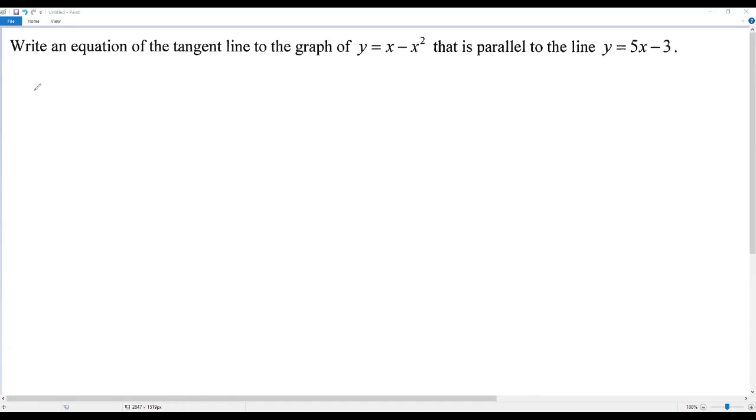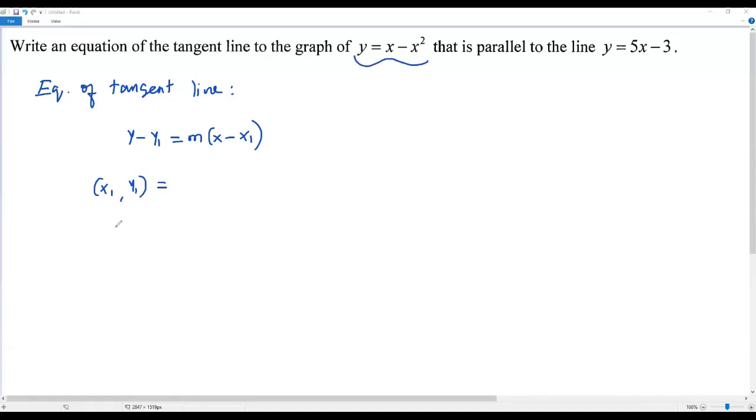Okay, there is a formula to find the equation of the tangent line to the graph of the given equation. Let me write the formula. The equation of the tangent line is y minus y1 equals m times x minus x1. Here x1, y1 represents the point at which we draw the tangent line to the graph of the given equation, and m is the slope of the tangent line.